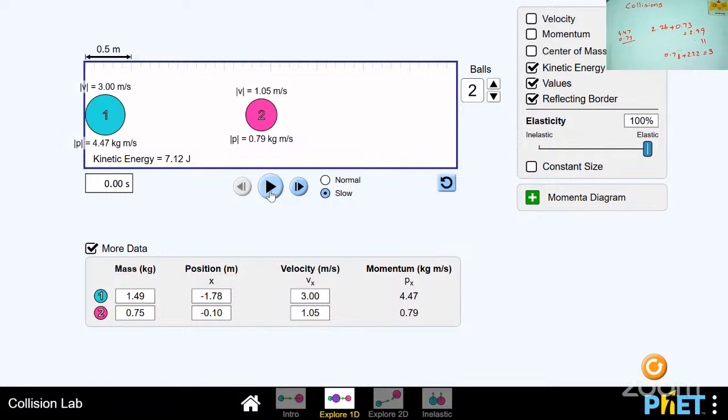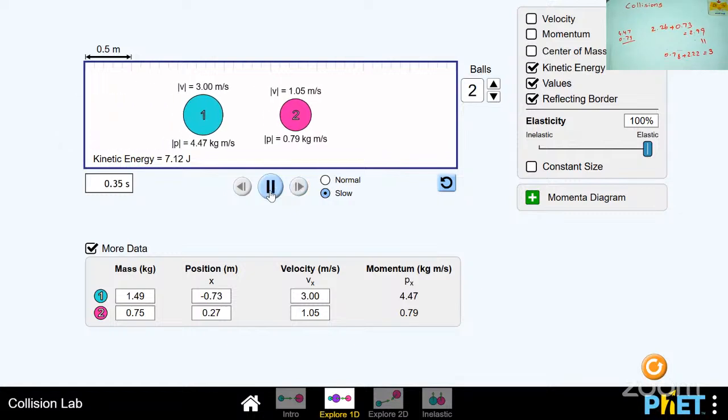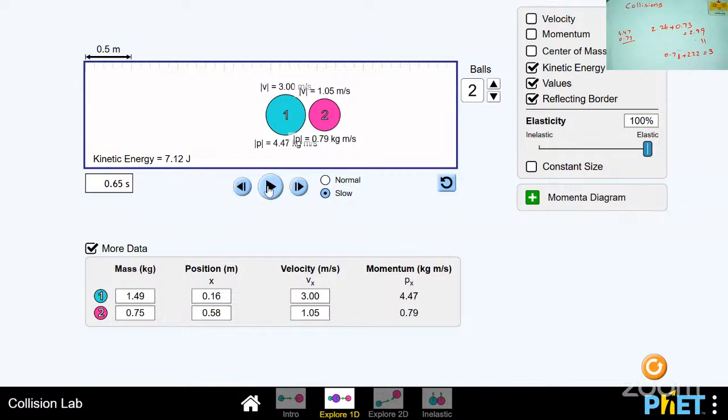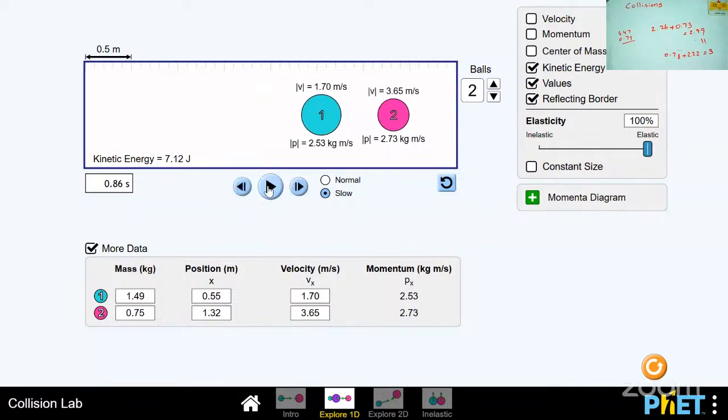Mass of the first object and mass of the second object. Okay. So now these two objects will collide. Okay. So now momentum changes. So momentum is converted into 2.53 and 2.73. 2.53 plus 2.73, 5.26, and here also 5.26. So momentum does not change. That means it is conserved. This is the case of elastic collision.